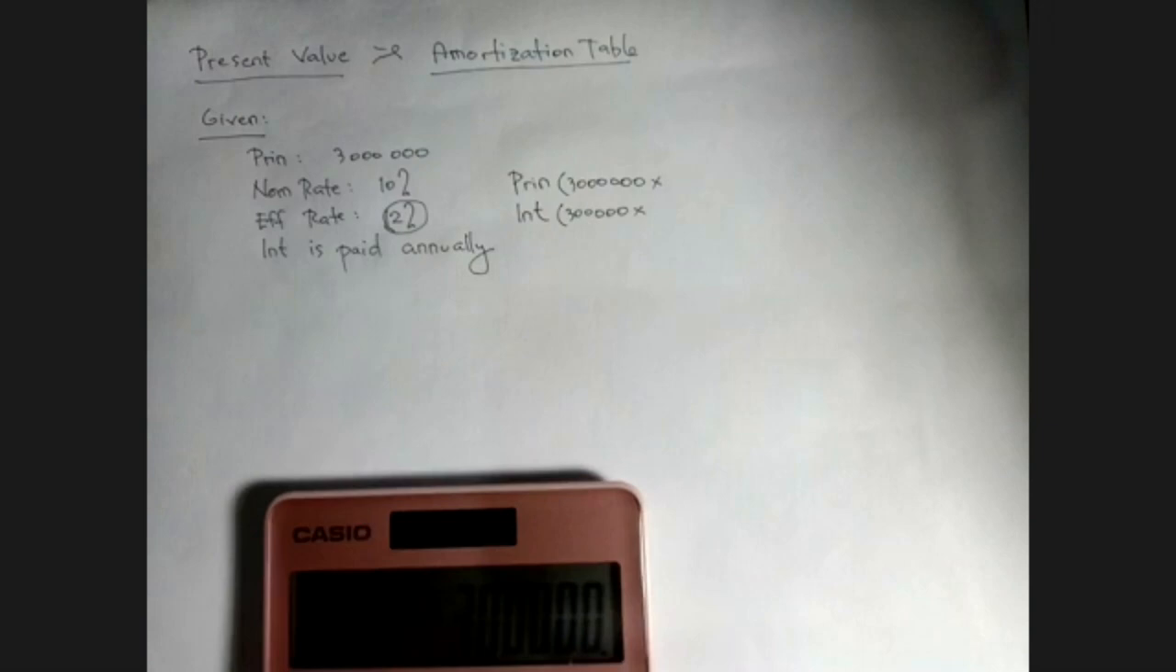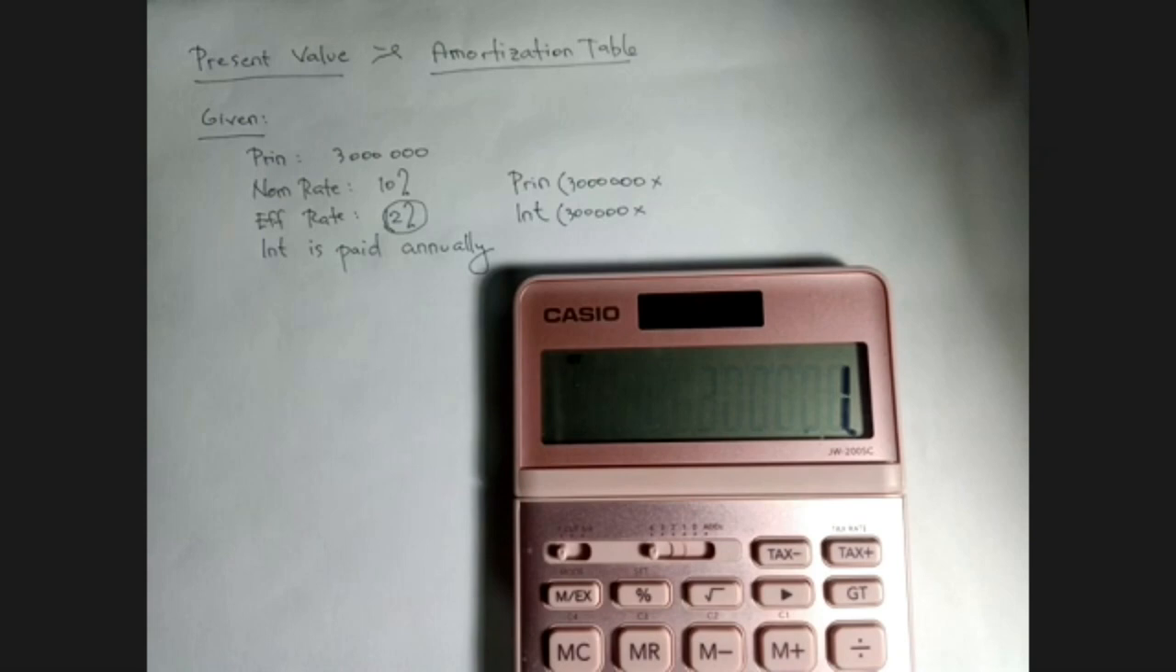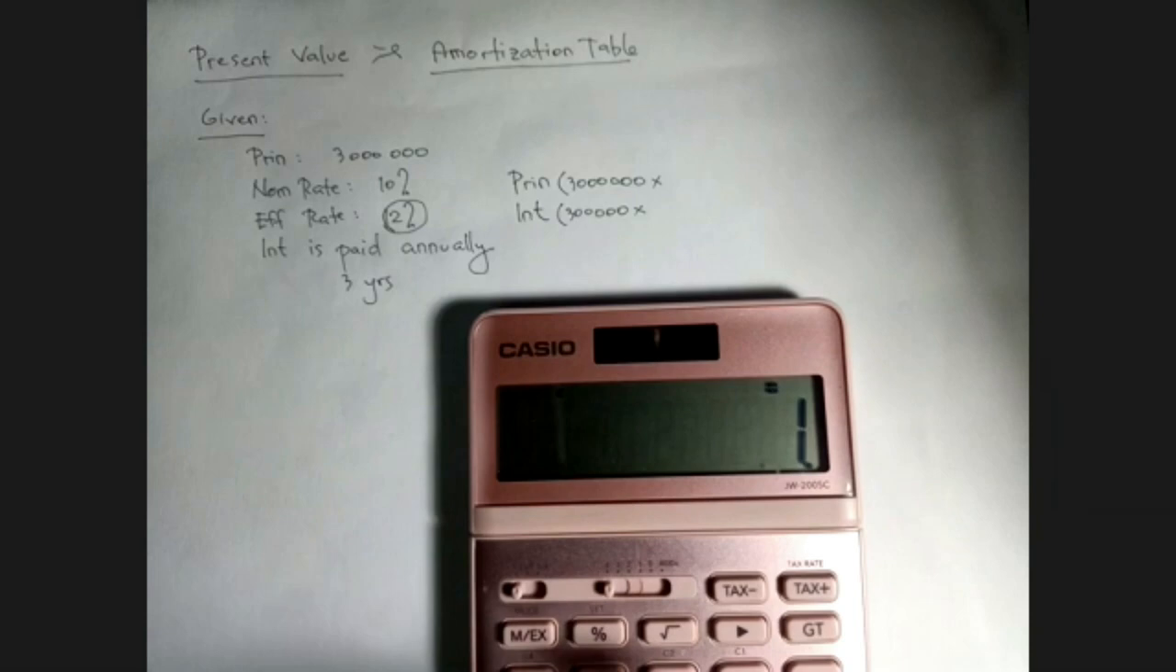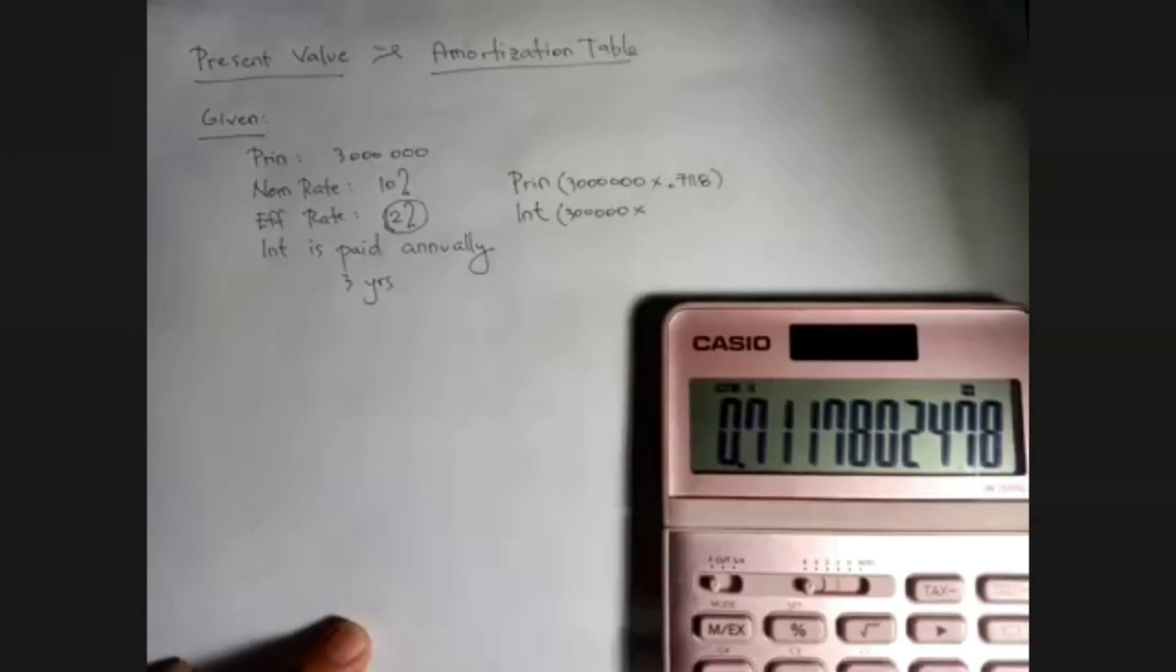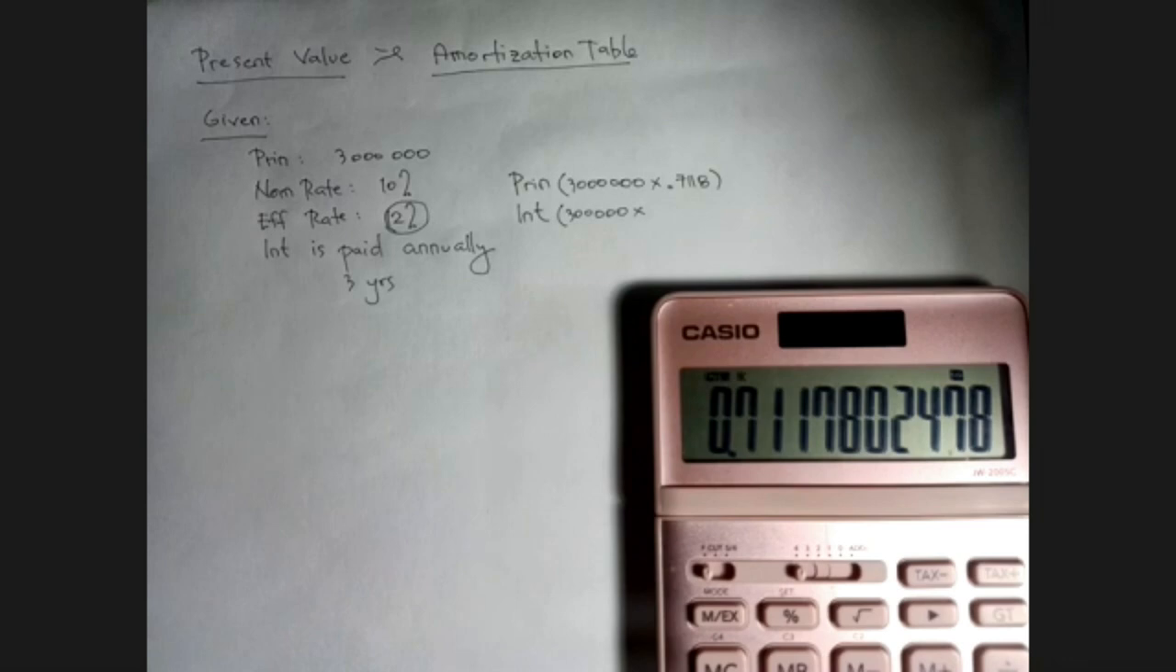Present value factor of 1 muna. That's 1.12 divided by equals, and then 3 periods tayo. Sabihin na natin 3 years to. So M plus will be click 3 times. Equals, equals, equals. So our present value factor of 1 now is equal to 0.7118. So I will put 0.7118 here.